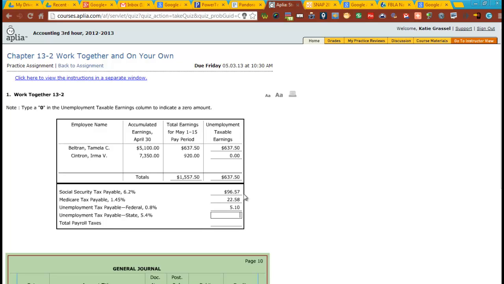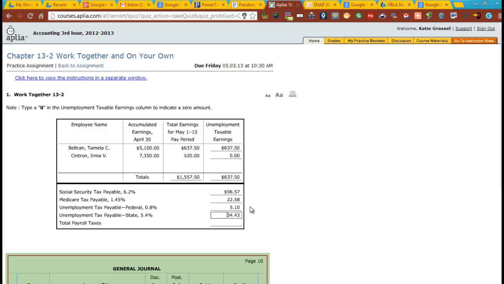I'm going to take 637.50, and now I'm going to multiply that by my unemployment tax rate for state, which is set at 5.4%. So to put that in my calculator, it's going to be 0.054, correct? And that's going to be $34.43. Now, what I need you to always remember is federal is smaller than state. Notice that my federal one here is $5 and my state one is $34. If your federal is ever bigger, you know that you miscalculated. I just need you to remember that because that's often a mistake.